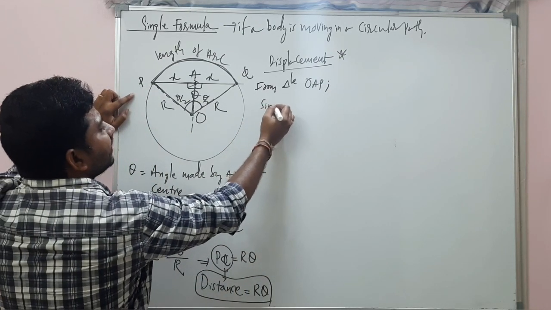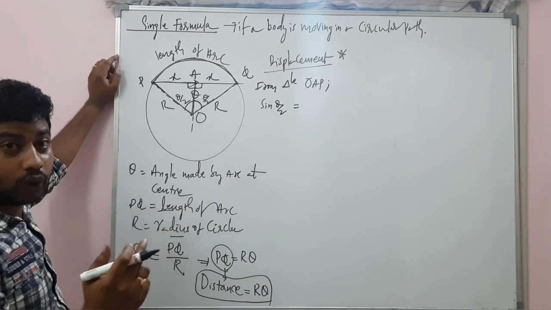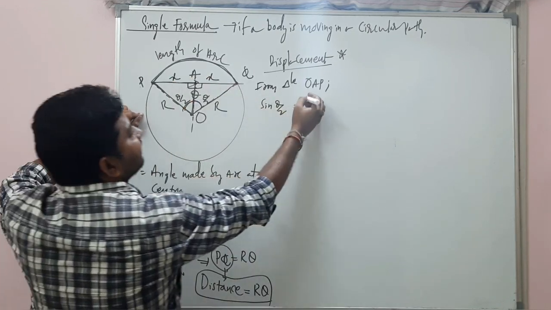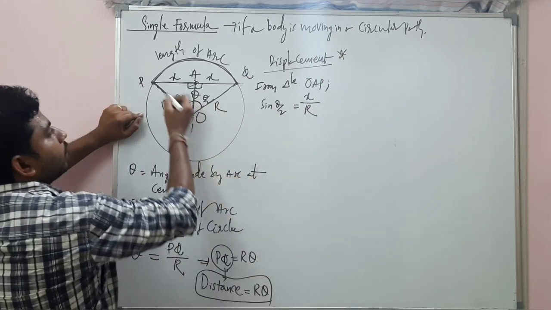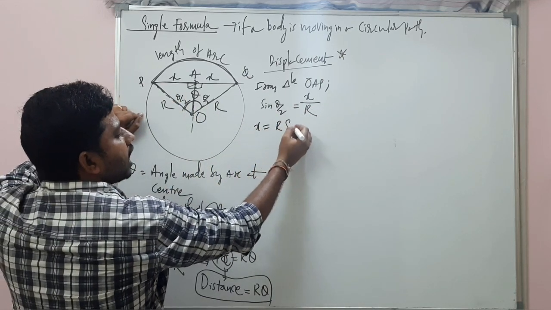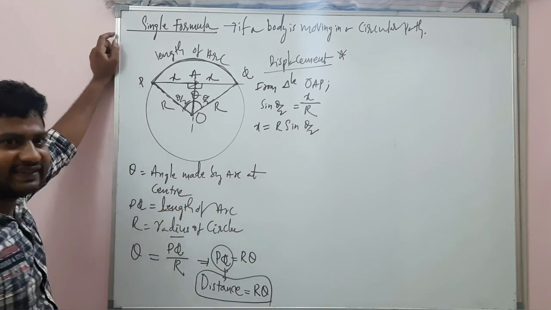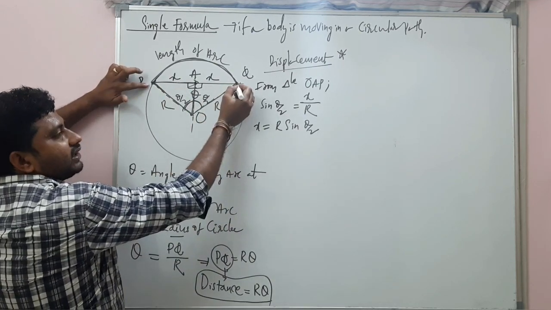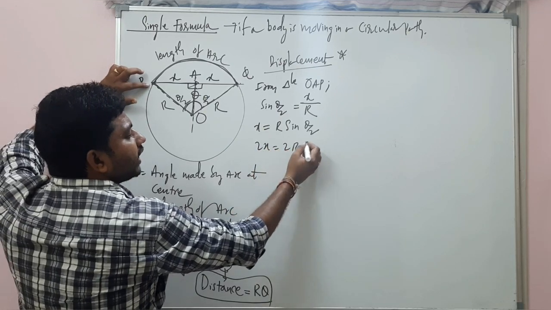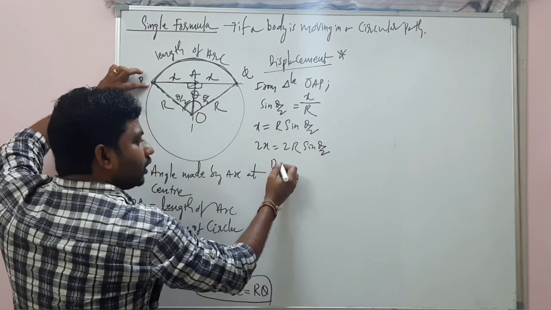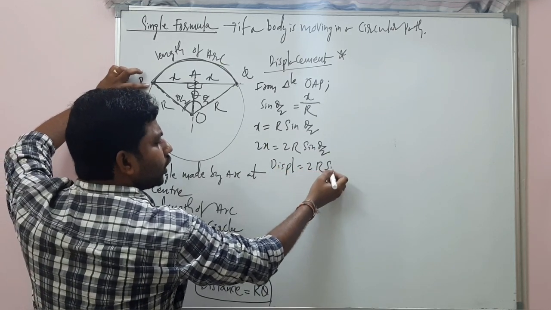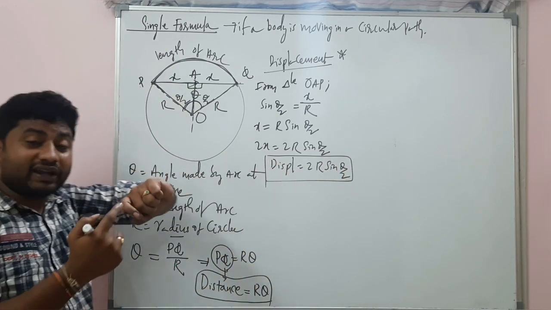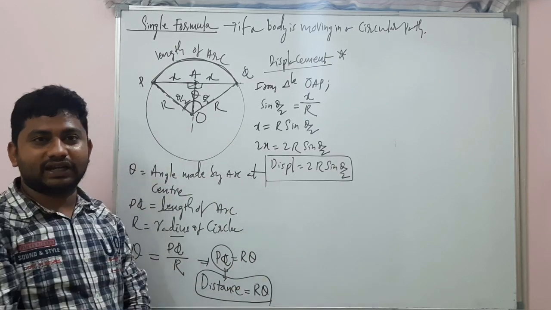I can write sine theta by 2, which is equal to, sine of the angle is what? Opposite side by hypotenuse. For sine theta by 2, the opposite side is X and the hypotenuse is R. Okay. So from here, X is equal to R into sine theta by 2. So we need 2x, the straight line distance from P to Q. So 2x will be equal to 2 times r sine theta by 2. So this is called the displacement, which is equal to 2r sine theta by 2. It is applicable for any point to point displacement in the circular path.